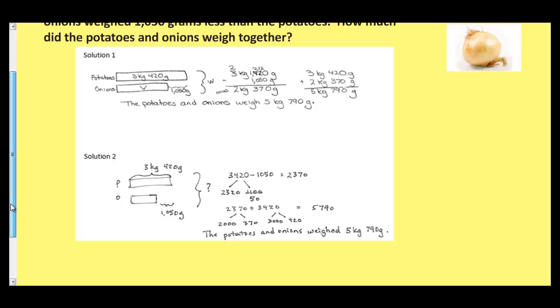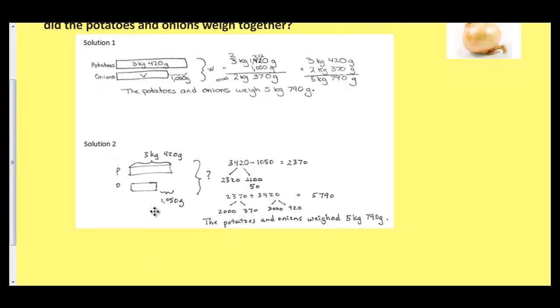Now the second solution gives me the exact same answer, and you can see that the model is very similar. I showed the potatoes, the onions, and I'm just trying to find out here. The only difference is that before I tried to find out how much the onions were, I went ahead and changed the potatoes to straight grams, to 3,420 grams. And then I used a simplification strategy. I took 1,100 and separated from 2,320. Together, those numbers equal 3,420. The reason for doing that was I knew I could take away 1,050 from 1,100 without having to work anything out, and that would only leave 50 left.